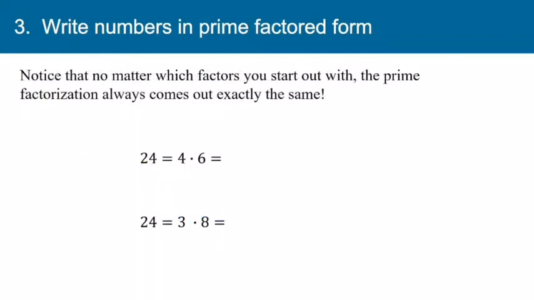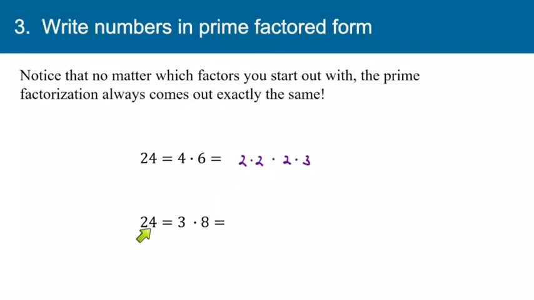Now I want you to notice that no matter which factors you start out with, the prime factorization always comes out exactly the same. So you can't pick the wrong factors. Any two factors you start with are going to get the job done. For example, remember we factored 24 as 4 times 6, and then we broke down the 4 and we broke down the 6, and so these were our prime factors.